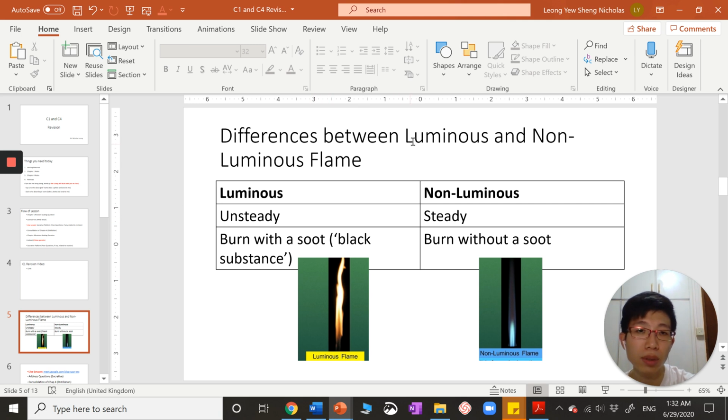So how to differentiate them? By the words. Luminous, the word lumi means bright, something bright. So if it's something bright, it must be the orange flame. And non-luminous means it's not bright, so that's why it's the dark blue flame over here. You need to learn how to describe the colors of the flame also. This one is yellow on the outside and dark blue on the inside. This one is dark blue on the outside, light blue inside.